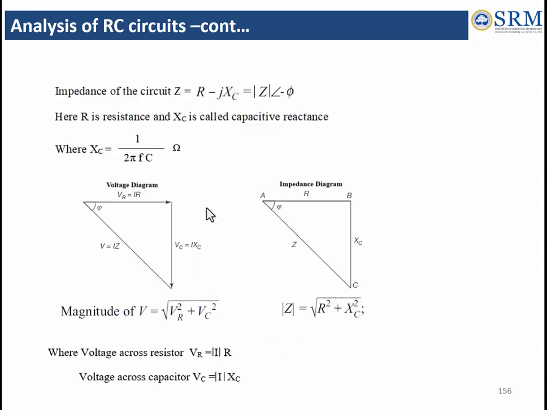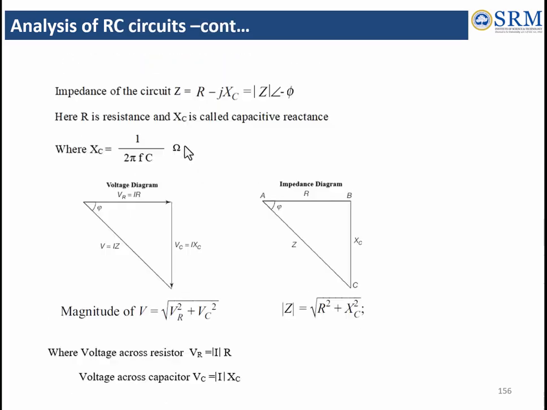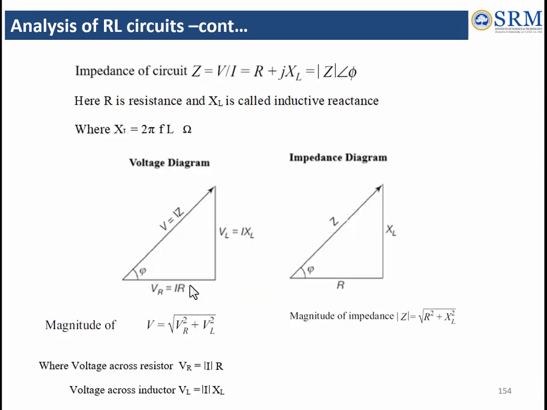φ angle. Impedance is going to be R minus jXc, since capacitive reactance is negative, and in the polar form, the magnitude of impedance is at angle minus φ. R is the resistance, Xc is the capacitive reactance. This capacitive reactance is equal to 1 by 2πfC, whereas XL is 2πfL. The voltage diagram and impedance diagram also get inverted, right?